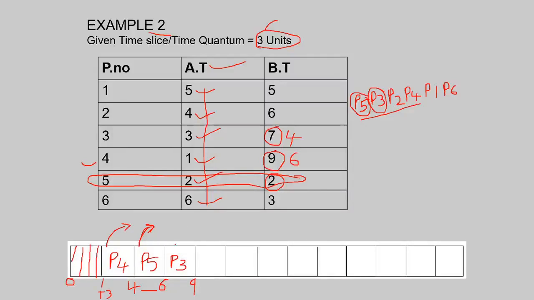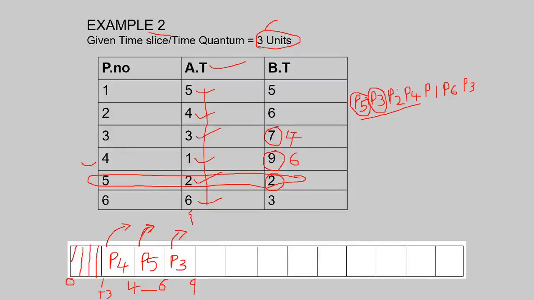Now check, while process P3 is executing, which other processes have arrived in the queue. No further processes have arrived; processes have stopped arriving. Now check whether P3 has completed. P3 has not completed its execution; still 4 units are remaining. So put P3 into the queue now.